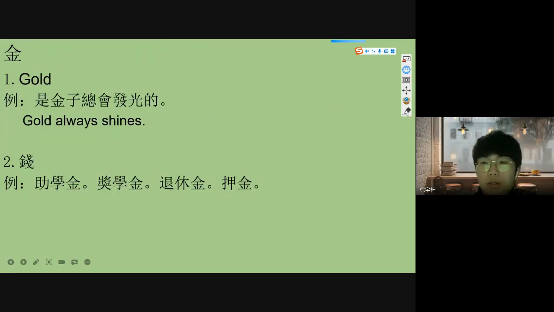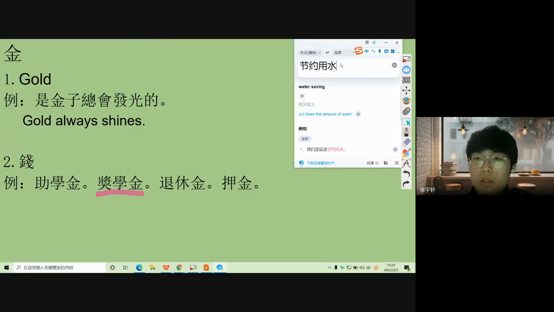So here, 金. 金's first meaning is gold. The gold always shines. Gold is worth a lot of money. Okay. And the second meaning is 钱, money. For example, 奖学金 is scholarship.